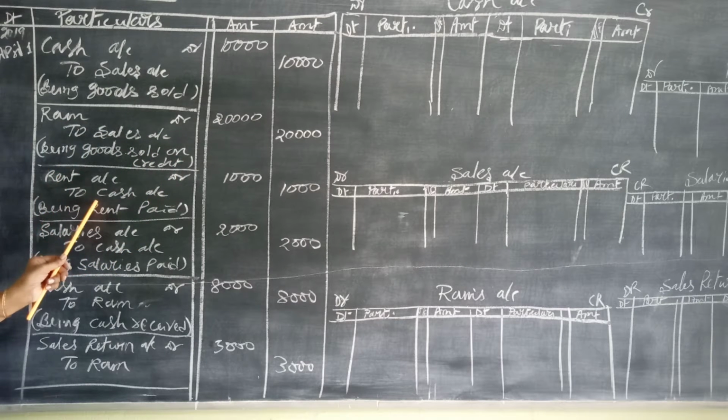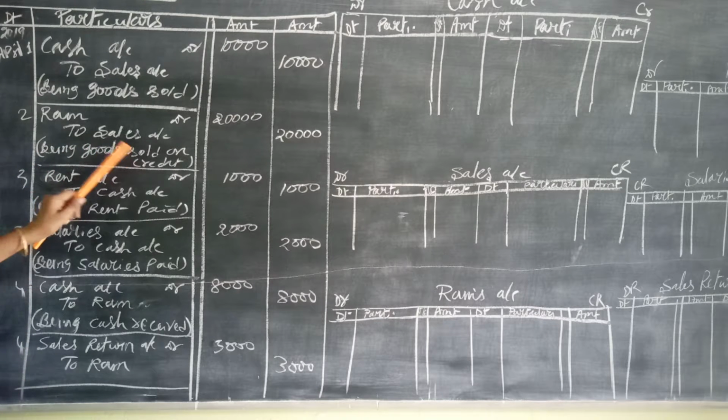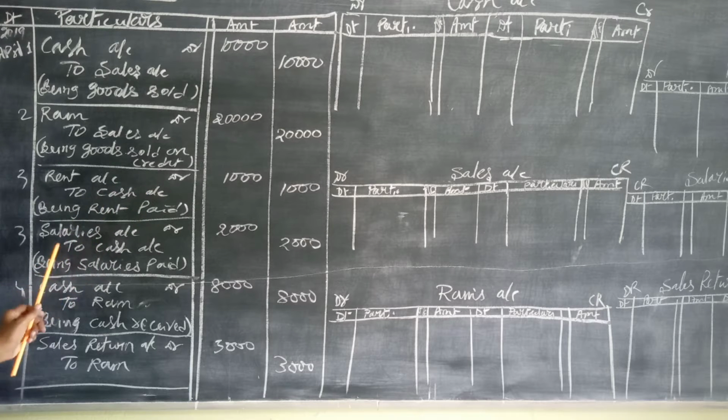Here, rent paid in cash. See the dates: second, third, say third, fourth, and fourth. Ram's account debit to sales account, rent account debit to cash account, salaries account debit to cash account, cash account debit to Ram, and sales return to Ram. These are the journal entries with their amounts.